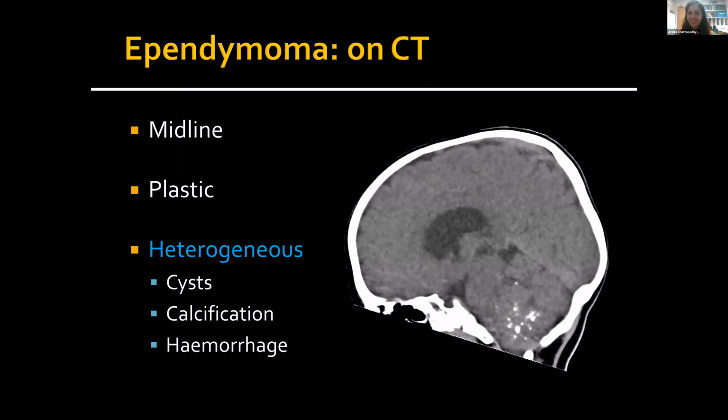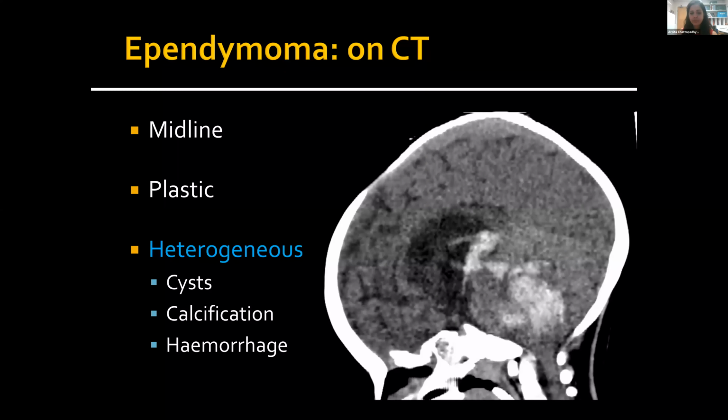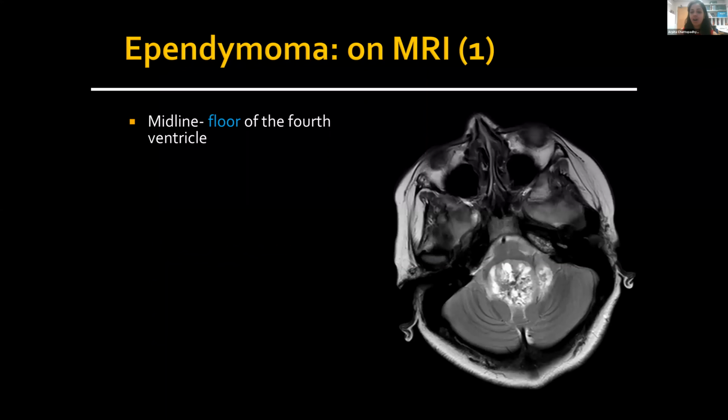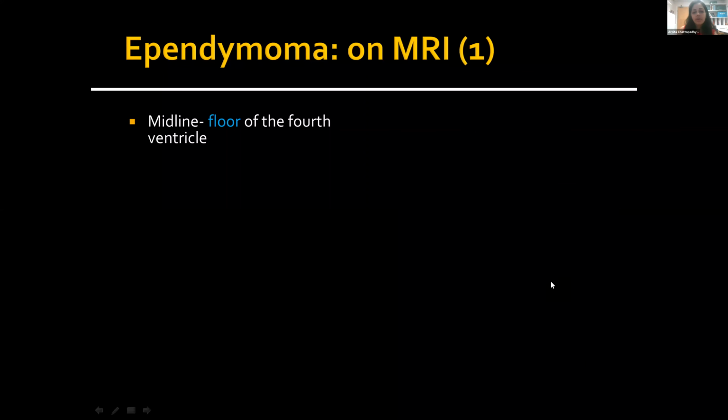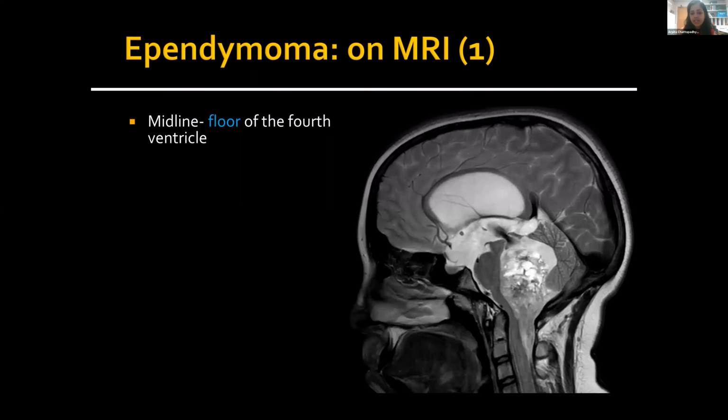And that's better shown on this sagittal slice. And you can see all the speckled calcification more inferiorly. And you see calcification in up to 50% of these cases. They can also hemorrhage. On MR, we see that the tumours are closely related to the floor of the fourth ventricle. And on this axial slice, you can see how closely adherent it is to the brainstem. We see it again on the sagittal images.